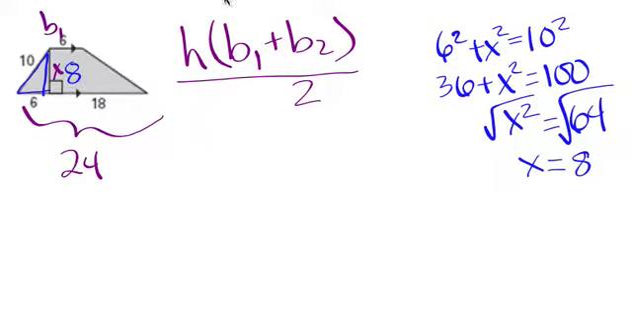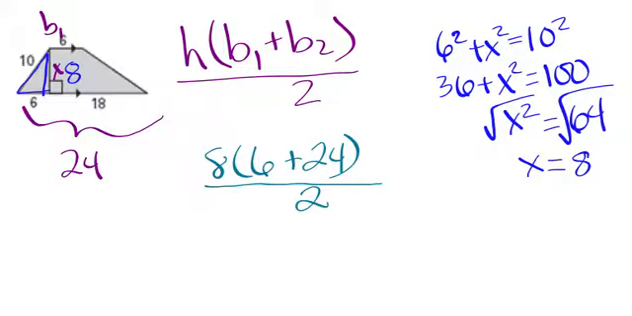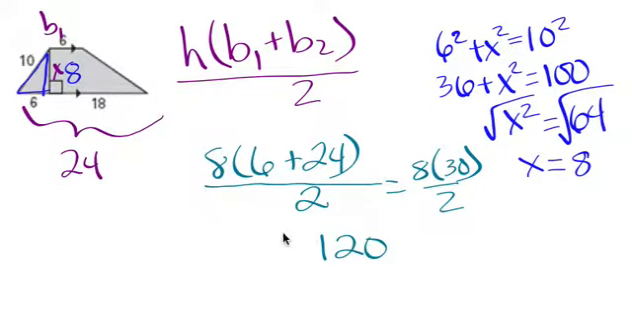So now we have all the information to fill in for the area formula. We have the height of 8, base 1 is 6, plus base 2 is 24, and then all of that needs to be divided by 2. So this is really 8 times 30 divided by 2, which ends up being 120. This doesn't have any inches or units like that, so we'll just leave it at 120. And that's that one.